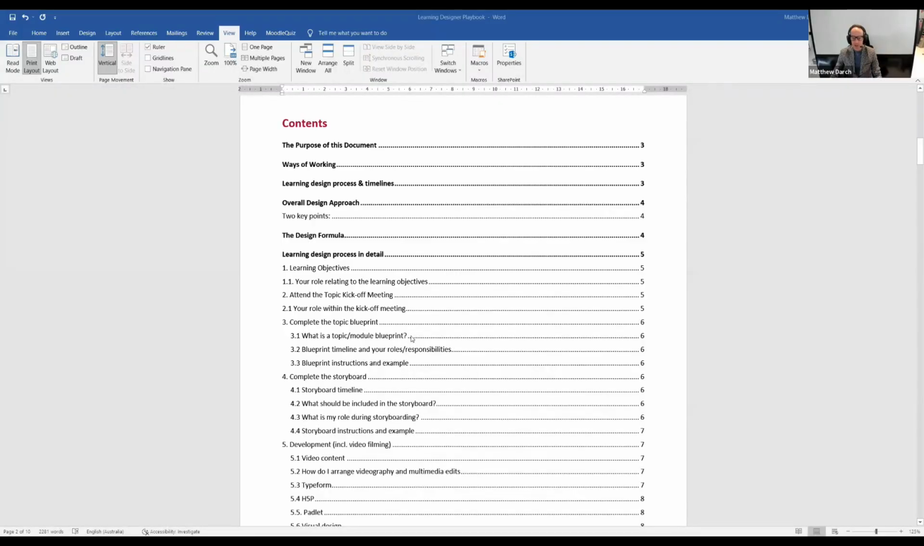So I've got it up here on the screen there. And I guess just looking at the contents page, it's got some really key terms there, doesn't it? Ways of working, the overall design approach, and the design formula. What did they entail?